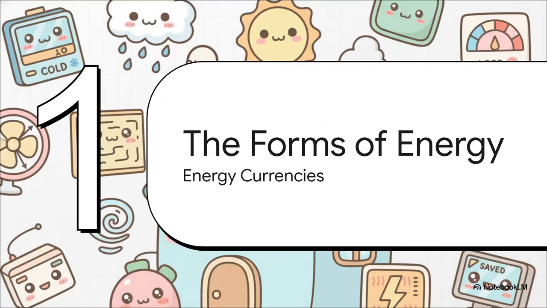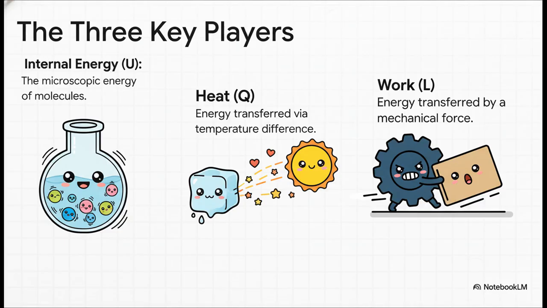So, we have our system, and we know how to describe its state. Now we get to the good stuff, the energy itself. In thermodynamics, it really helps to think about energy as different kinds of currencies that can be exchanged and accounted for. And there are three main players on the field. First, there's internal energy. That's all the hidden, microscopic energy of the molecules just jiggling around inside the system. Then there's heat, which is specifically energy that's on the move because of a temperature difference. And finally, there's work, which is energy transferred when a force actually moves something, like a piston pushing up.